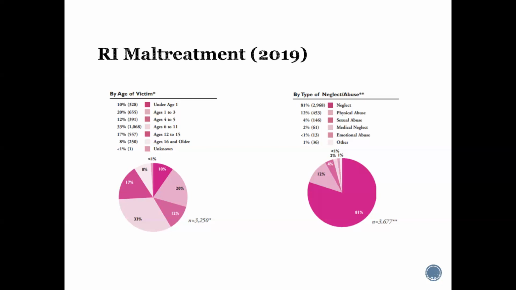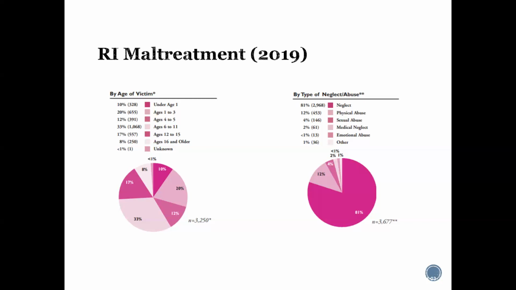Then we see the next most common type of maltreatment is physical abuse. And then it goes down from there, with 4% of the cases being reported related to sexual abuse. And then medical neglect and emotional abuse accounted for less than 3% of the cases.